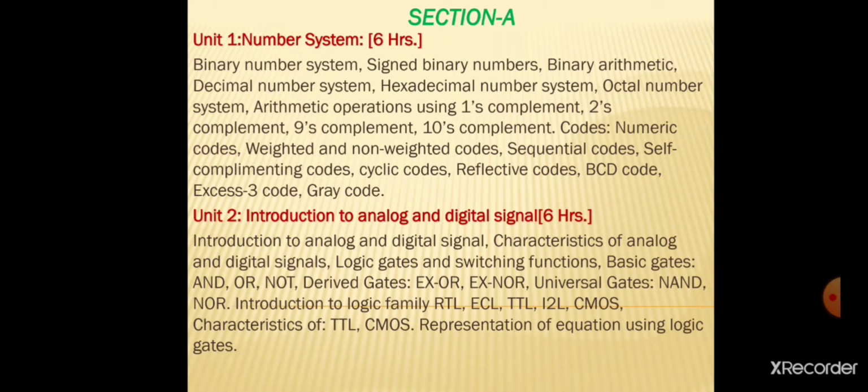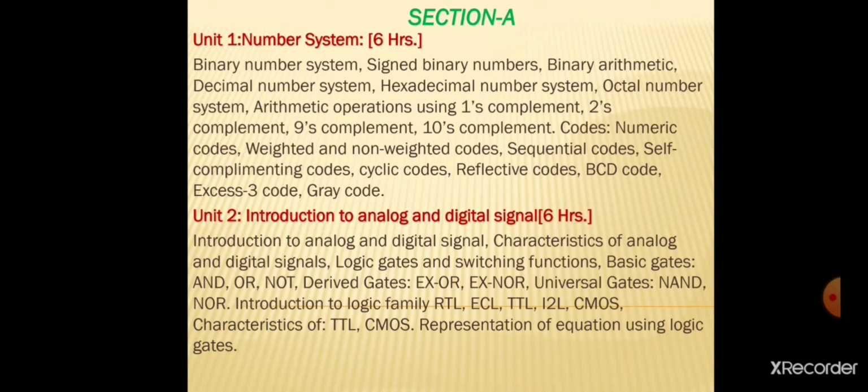I am just giving you the basic idea of what a number system is. For example, the binary number system we are going to study has base 2. It means the binary number system is indicated in the form of zeros and ones. So 0 and 1, therefore the base for the binary number system is 2. Now coming to the second unit.